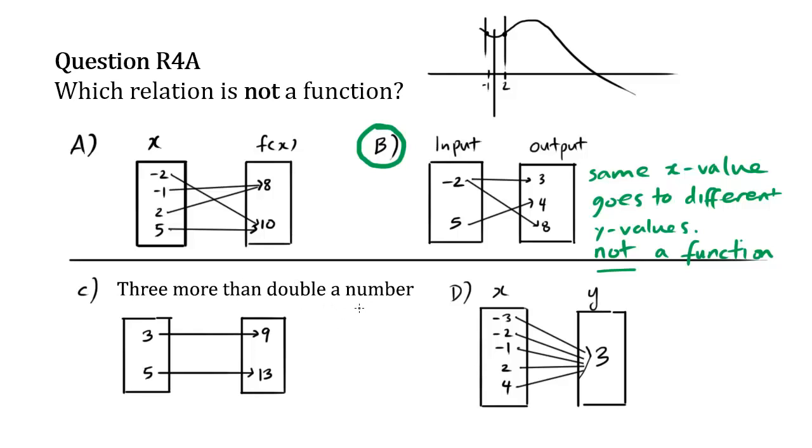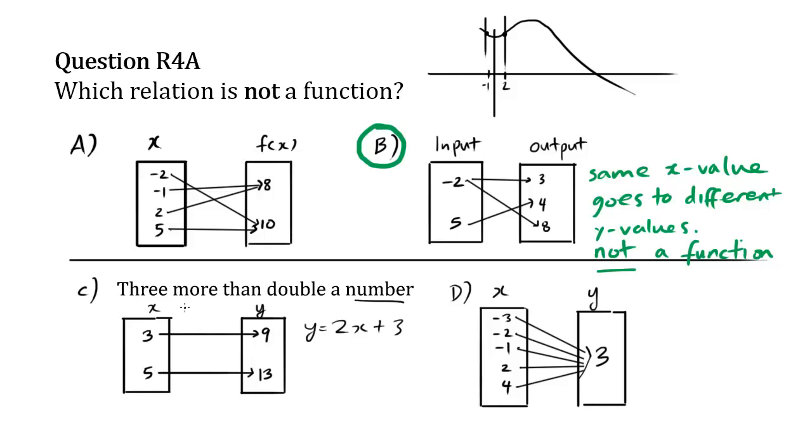Finally, choice C, 3 more than double a number. Double a number, if the number was to be x, would be 2x, and then 3 more than this would be 2x plus 3. If the original x value is 3, the y value would be 2x plus 3. This is a word problem converted to algebra. So the y value, this is y, this is x, would be 2x, which would be 2 times 3, which is 6, plus 3 is 9.